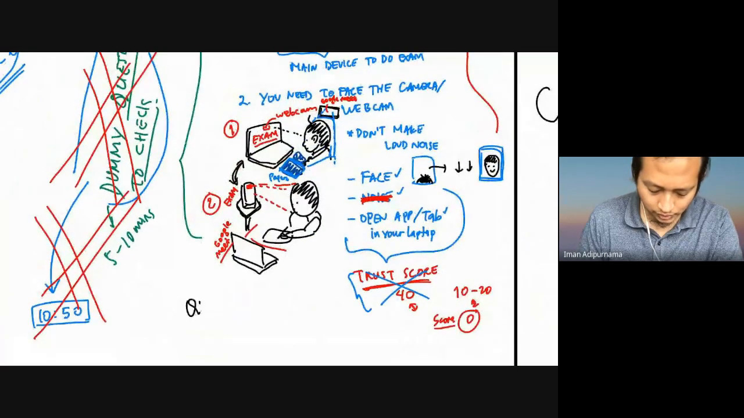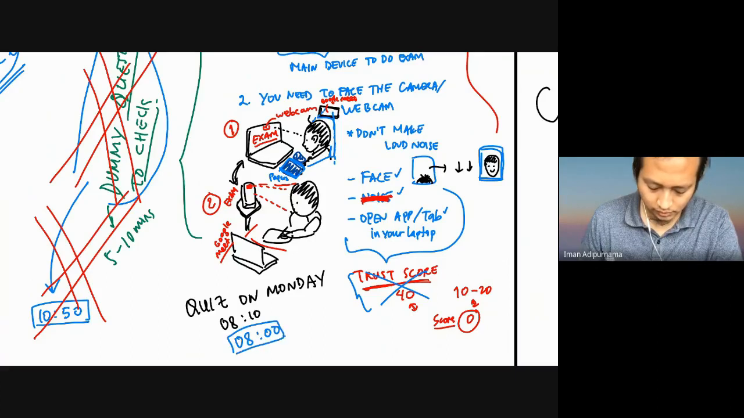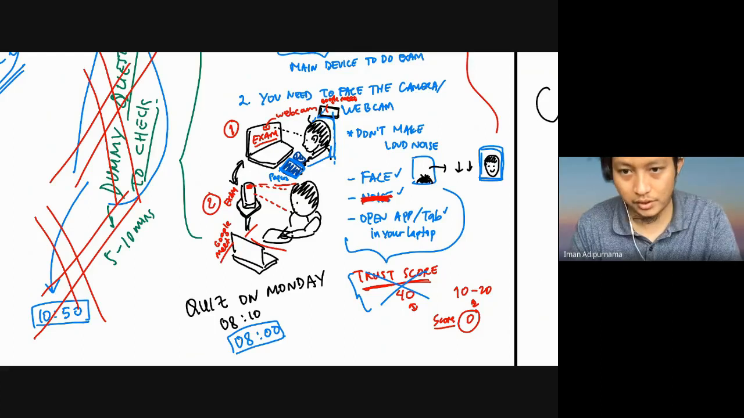Just make sure that we will have the quiz on Monday, next Monday, at 8:10, right? And I hope you can prepare from 8 o'clock, so we can talk before the quiz starts.